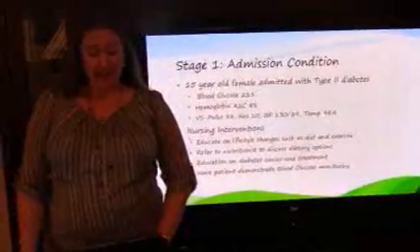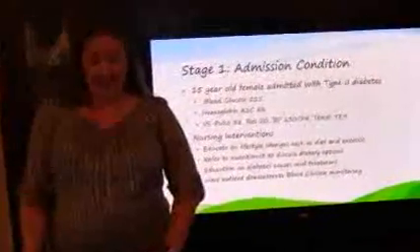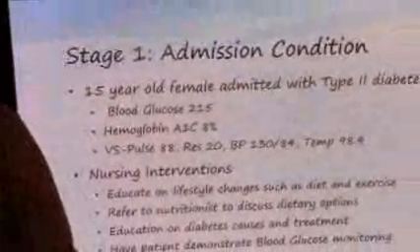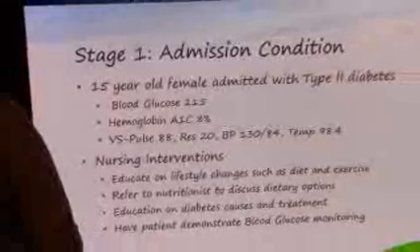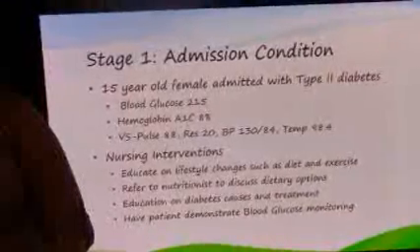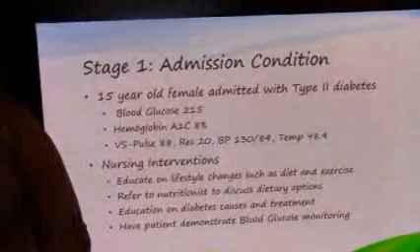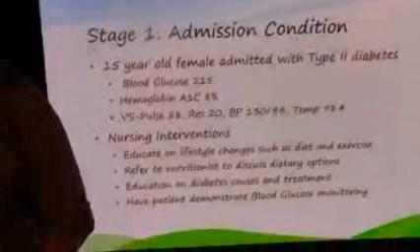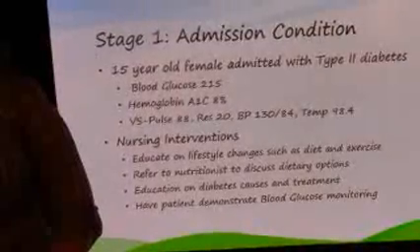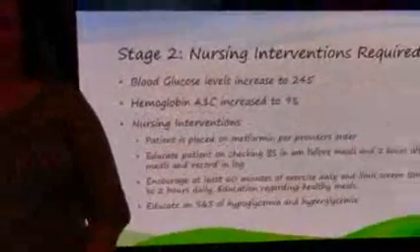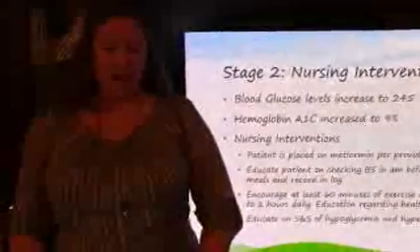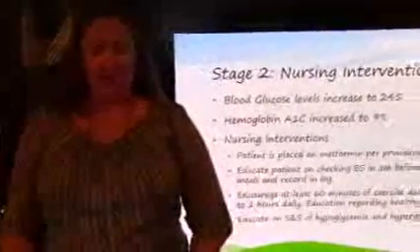So for this stage, nursing interventions would be to educate on lifestyle changes such as diet and exercise, also referring to a nutritionist to discuss dietary options would be another intervention, educate on diabetes causes and treatment, and have patient demonstrate blood glucose monitoring.